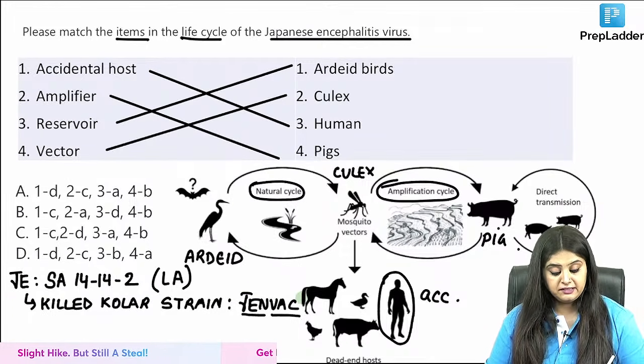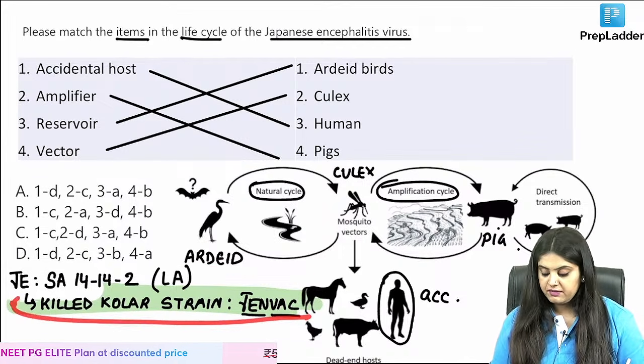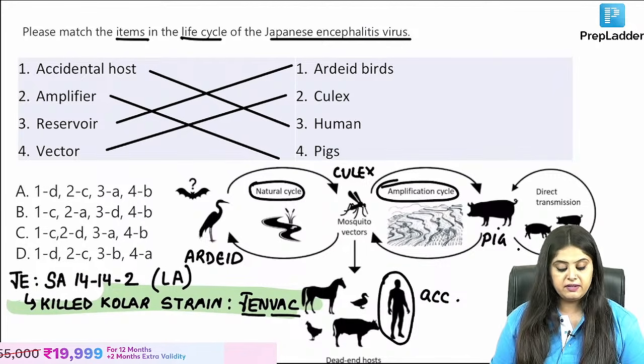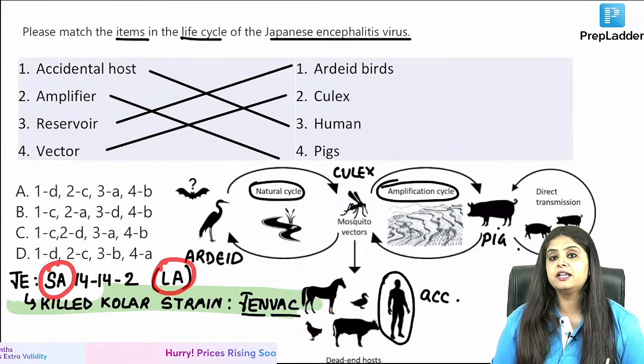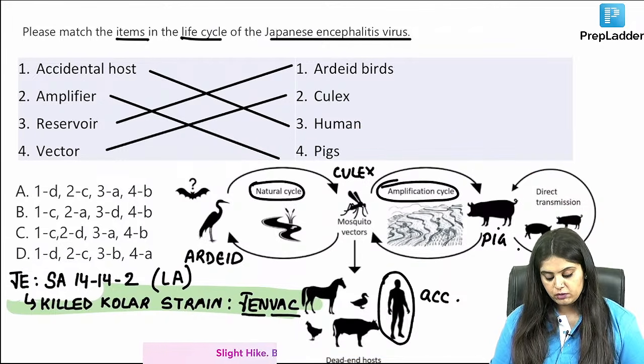It is a PSM question, hence I got you. You will have to integrate PSM and micro, so in PSM they will ask you. So the killed Kolar one, Jenvac, is the currently recommended one. Earlier it was the SA live attenuated vaccine. If they want to integrate, they will integrate it with the life cycle of microbiology, which is done for us.